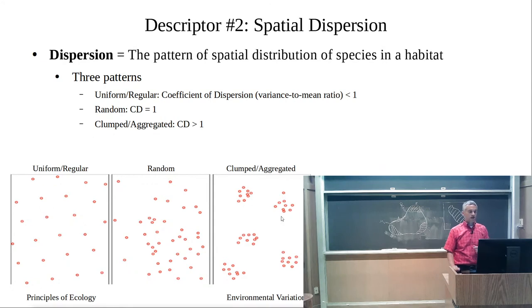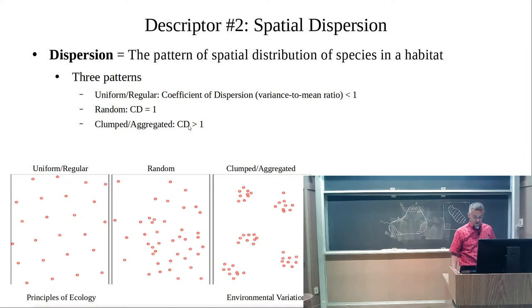The other end is this clumped or aggregated distribution pattern. In this case, our individuals are close together. They form groups. Our coefficient of dispersion in this case is going to be greater than 1. We have some distances that are really, really small because they're close together, and then we have some distances that are really large. So all of these are really far away from these. We don't have uniformity in those distances anymore, and thus it's going to drive our variance higher than our average, which gives us a coefficient of dispersion greater than 1.